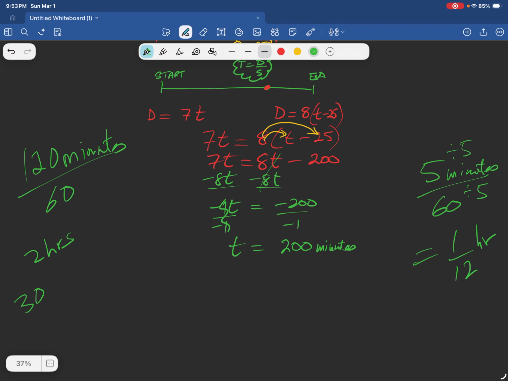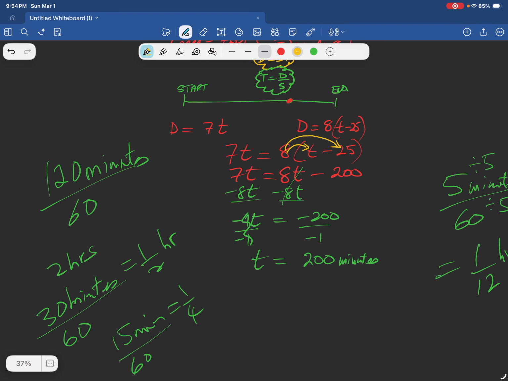30 minutes, just divide it by 60 and you get half an hour, which everyone knows is the case. 15 minutes, divided by 60, you get a quarter of an hour. So anytime you want to change minutes to hours, you simply divide the number of minutes, whatever the given minutes is, by 60. So we have t equals 200. We decided that we are going to make a substitution in one of the equations. Any one will do, but I chose this equation since it's simpler than this one.